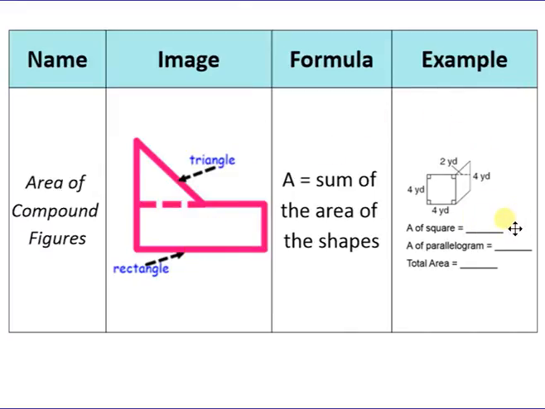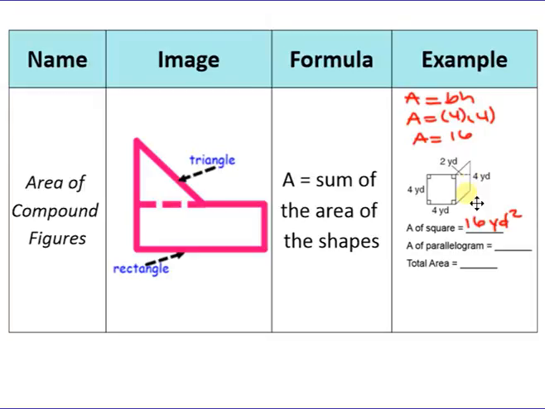Over here we have an example. Now remember, if I'm going too fast, you can always pause the video so that you can write down all of the examples. So over here in this example, we have a square, and then we have a parallelogram that is turned so that it's vertical. So first we're going to find the area of a square. So the area of a square is area equals base times height. So area equals, so the base of the square is 4, and the height of the square is also 4. And so 4 times 4 is going to be 16. So the area of the square is 16 yards squared.